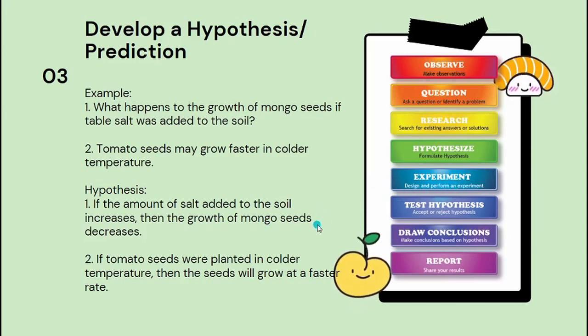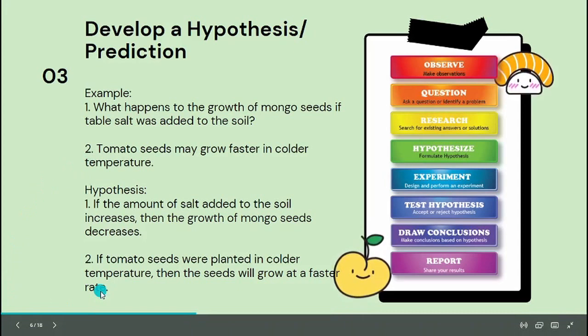Before we proceed to the experimentation, let's have another example of formulating a hypothesis from a second problem. Let's say the second problem is, tomato seeds may grow faster in colder temperature. What would be the hypothesis? So, manghula tayo ng possible answer to this.